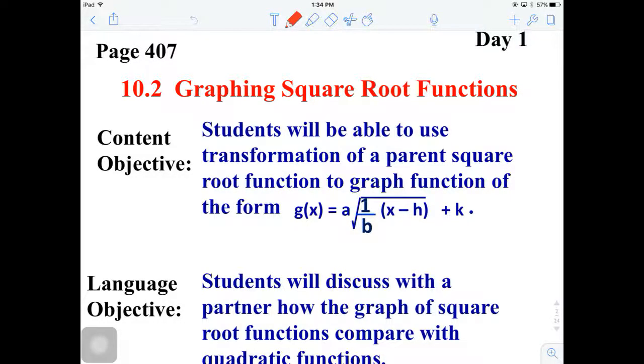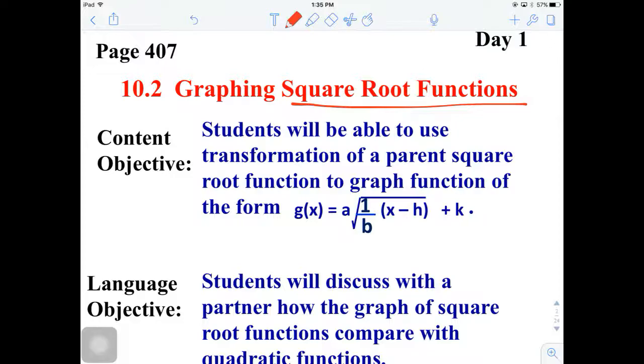Hi everyone, today we're going to begin 10.2 and that is on graphing square root functions. So in lesson 10.1 we basically looked at the general idea of how a square root or cube root function would look like, and we just used decimals to confirm that we had found the inverses. So we were more like exploring the inverse functions of the square and the cube function.